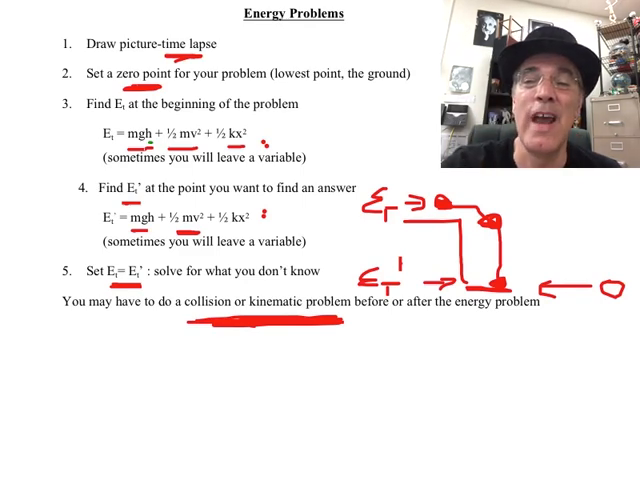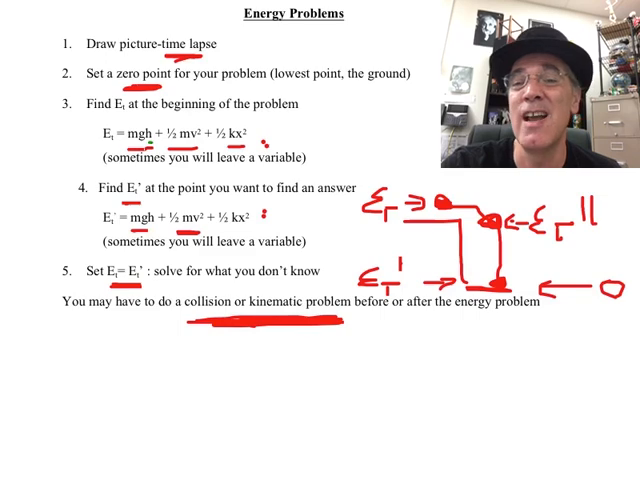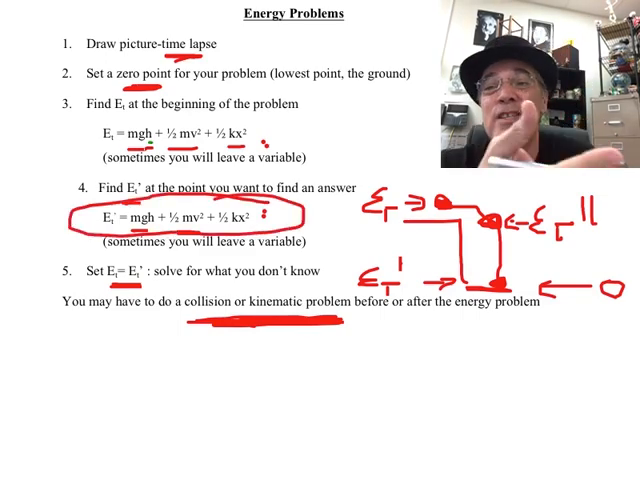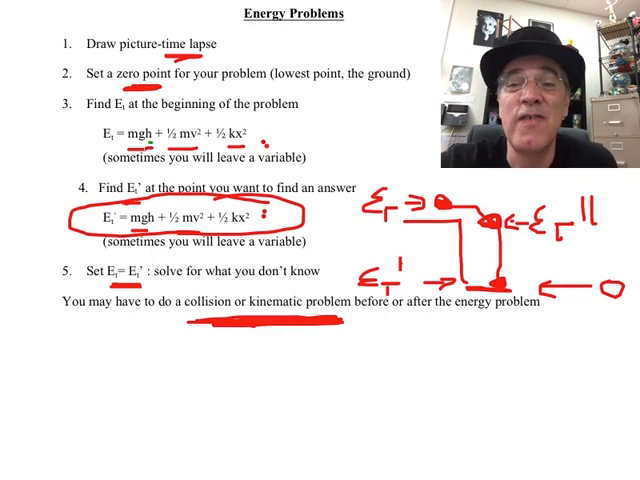Sometimes you have to do more than one energy. Like they'll say, okay, now that we know how fast it was going there, how fast was it going up here? And so sometimes you put ET double prime, let's find energy there. But it's not any harder. You do the exact same equations everywhere. Energy problems are pretty straightforward. Just follow these steps and you'll be good.